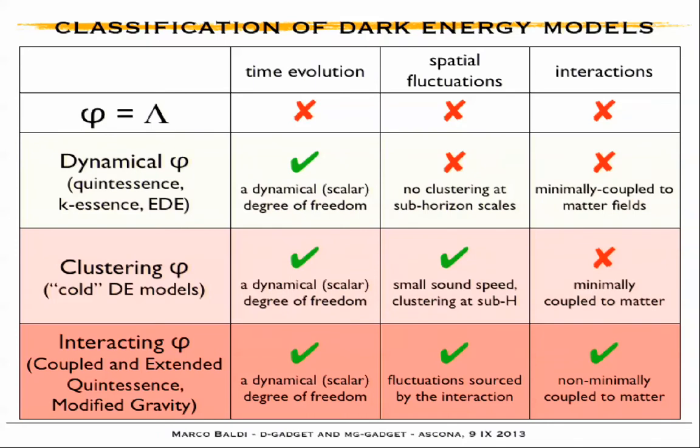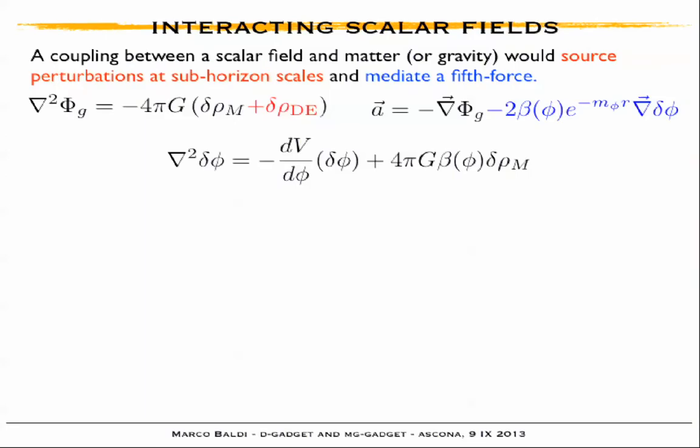And then you have the most complicated case, which is an interacting scalar field, which is dynamical, has fluctuations, and is also non-minimally coupled to matter or gravity. These models are in general called either interacting dark energy or modified gravity. I will try to explain the difference between the two, which will be the main topic of my talk. Whenever you have a coupling between a scalar field and matter, or between a scalar field and gravity, this sources additional perturbations at subhorizon scales, which means that in your Poisson equation you will have an additional term that is going to source the evolution of your structures.